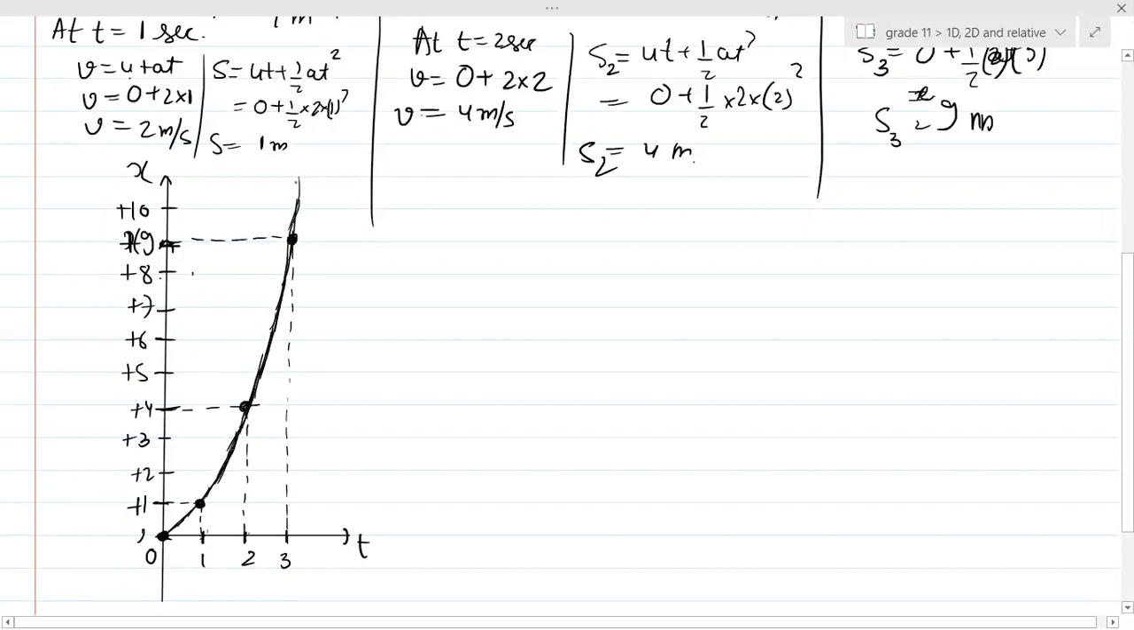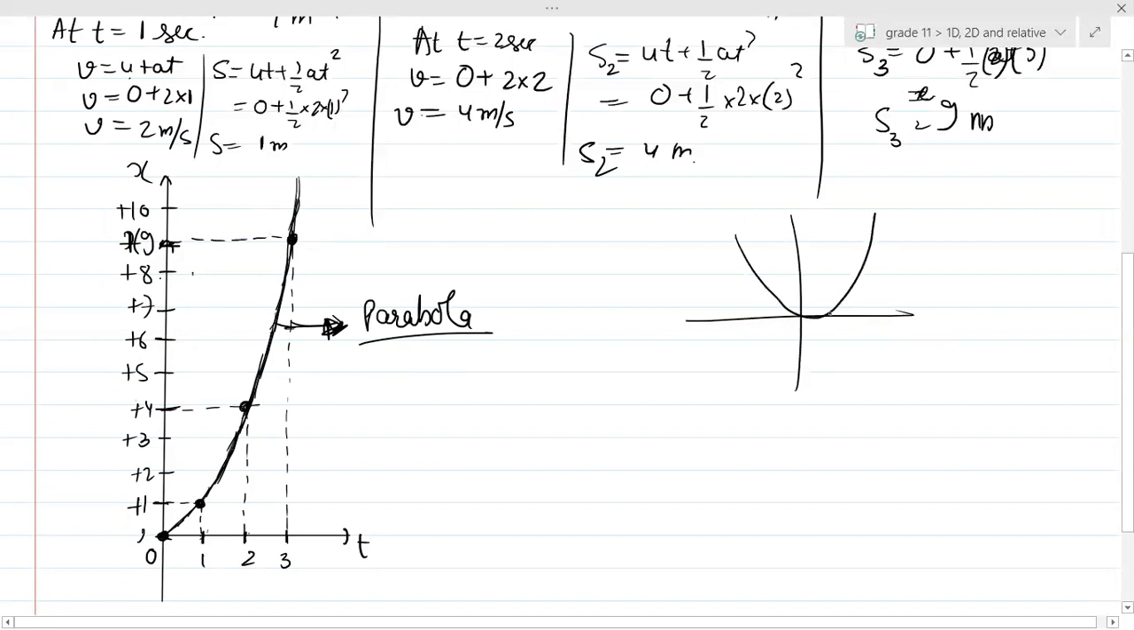This curve so formed is called a parabola. In maths you'll study this parabola in grade 11th. The curve which has been formed is called a parabola. Can you see the curve is facing upwards? A parabola looks like this. Can you see only this part? Okay. So basically this is that part.